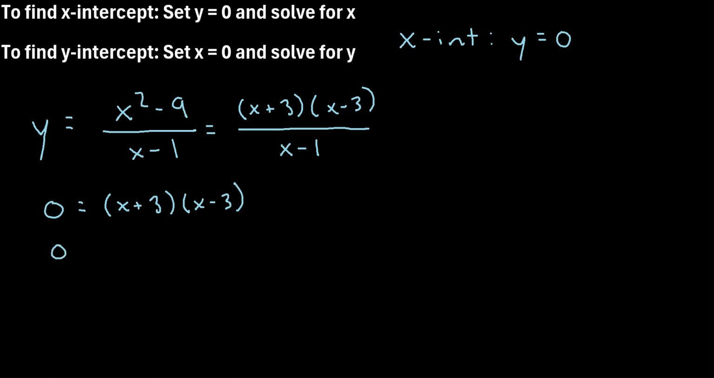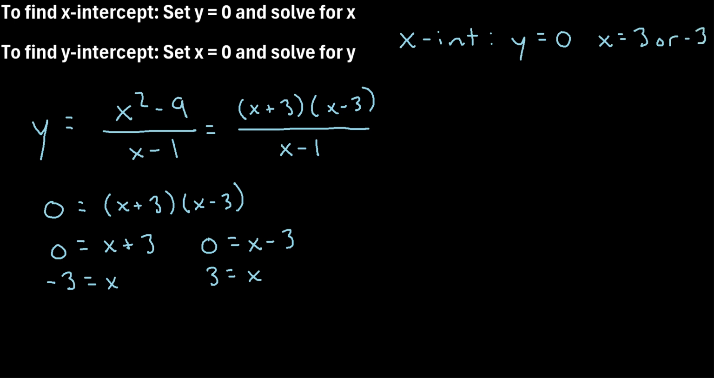Now, this right-hand side would be equal to 0 if either of these expressions are equal to 0. So what we can do is set x plus 3 equal to 0 and set x minus 3 equal to 0 and solve for x. On this side, we can solve for x by subtracting a 3, so we get negative 3 is equal to x. And on this side, we can add a 3, and we get 3 is equal to x. So this whole expression becomes 0 if x is equal to negative 3 or positive 3. So let's write that up here. X is equal to 3 or negative 3.